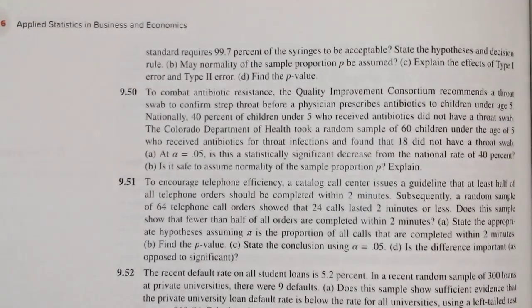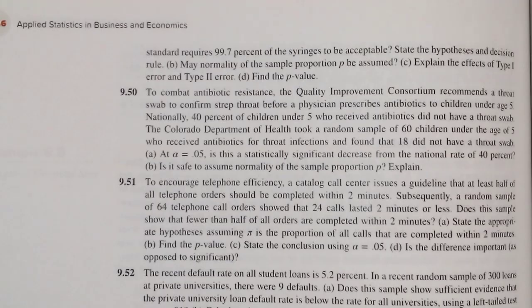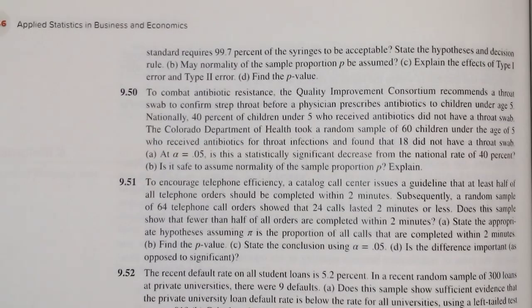Problem number 51. To encourage telephone efficiency, a catalog call center issues a guideline. At least half of all telephone orders should be completed within 2 minutes. Subsequently, a random sample of 64 telephone orders shows that 24 calls lasted 2 minutes or less. Does the sample show that fewer than half of the calls are completed within 2 minutes? So, the new guideline says you should be doing at least half your calls in under 2 minutes.